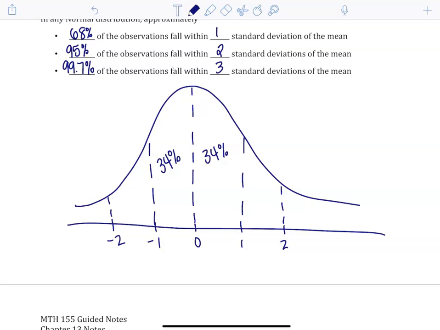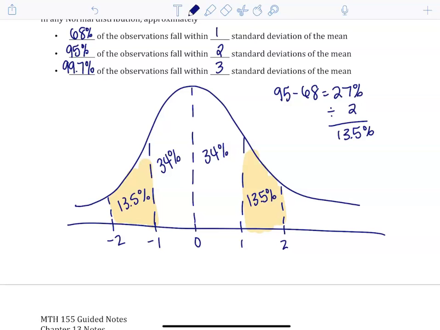Well, what I want to do is to look specifically at what's in these 2 sections. Well, we already have accounted for that middle 68. So what is left over? So you have 95 minus 68. So that means that we've gained an additional 27%. But you'll notice here that that is in 2 sections. So we need to divide that by 2. That tells us that there's 13.5% of data that's between 1 and 2 standard deviations.